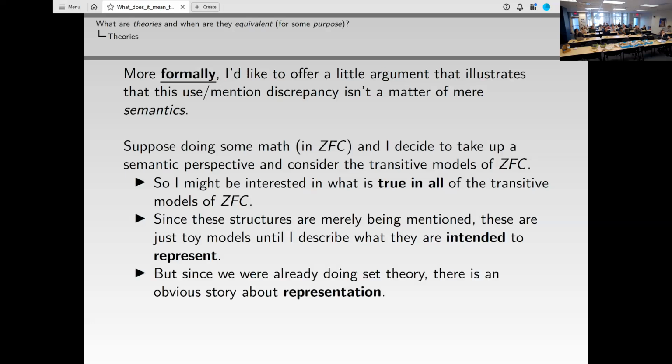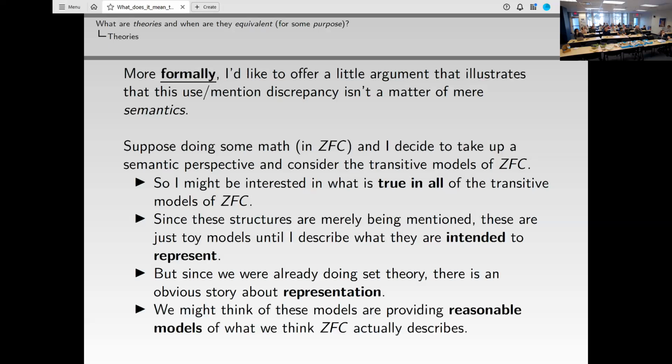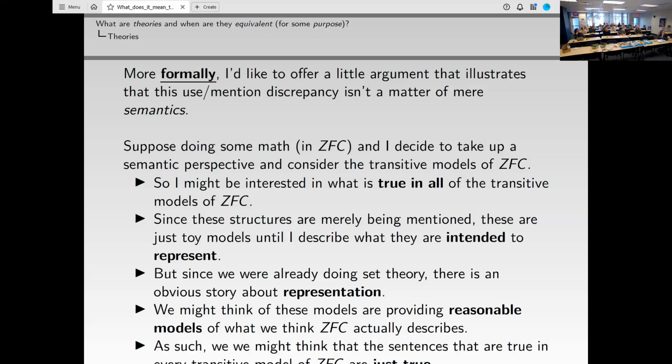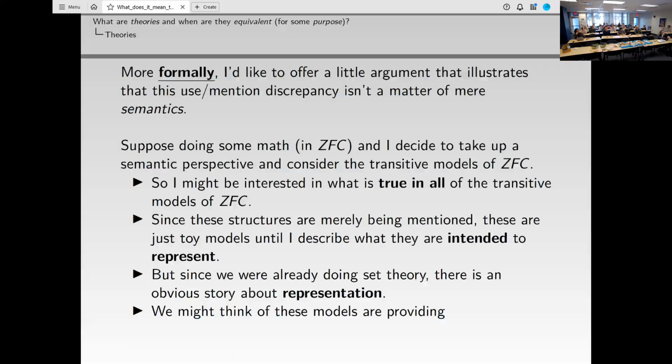Okay, but I think in this case, since we're already doing set theory, there's an obvious story about representation. We might think that these models are providing reasonable models of what we think ZFC actually describes. So the idea is that if these are good models, then the things that are true in all of these good models should actually be true, which is what's said up here. So as such, we might think that sentences that are true in all transitive models of ZFC are in fact true.